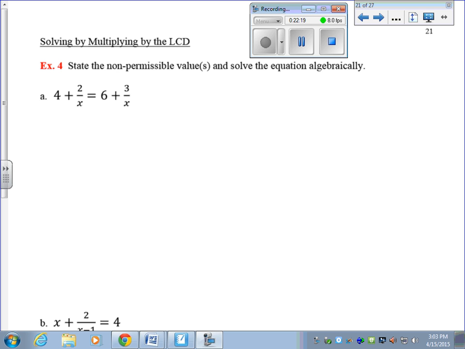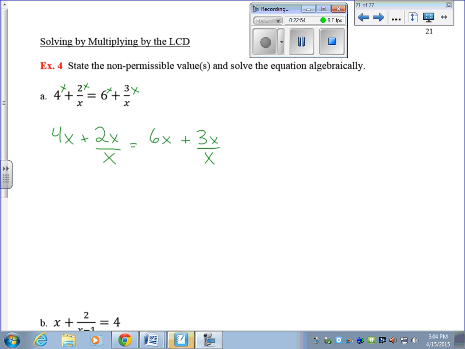So I look at this here. My lowest common denominator, my denominator is x. Okay? So I'm going to multiply this by x, this by x, this by x, and this by x. So what I get is 4x plus 2x over x equals 6x plus 3x over x. The point of that is to eliminate denominators.